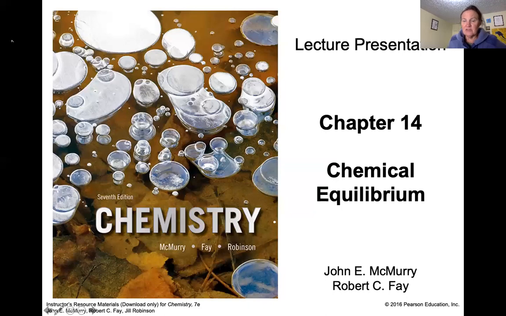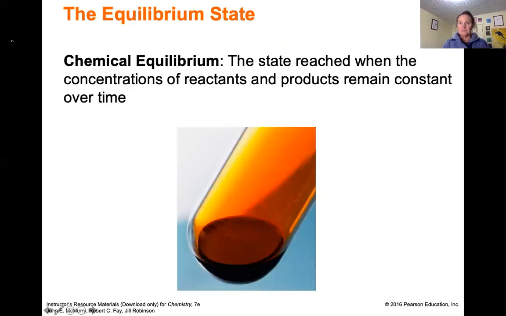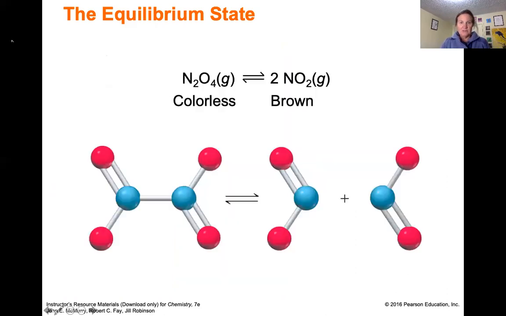Okay, so this is chapter 14 in the new edition, but chapter 13 in your edition. So chemical equilibrium. It's the state reached when the concentrations of reactants and products remain constant over time. So it's easy to measure experimentally.